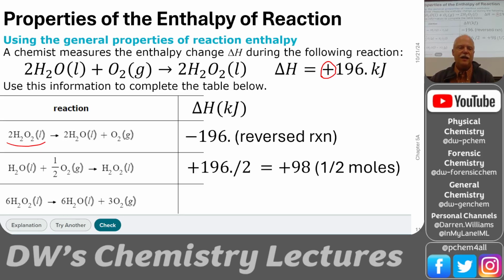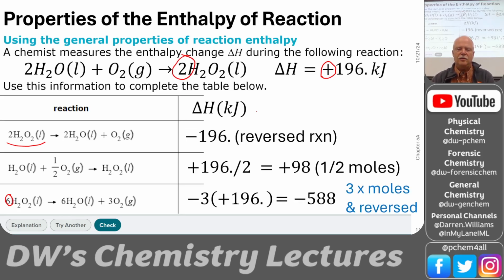Okay. And then this last one, you have to kind of figure out what went on. We've flipped it, so now it's going to be a minus sign. And then when we go from 2 to 6, what have we done? Multiplied by 3. So we flip the sign and triple it, and then that's what we end up with. So the minus sign is because we reverse the reaction. And so it's 3 times the moles, and it's reversed. So the minus sign is because it's reversed, and then the 3 is for the 3 times the moles.